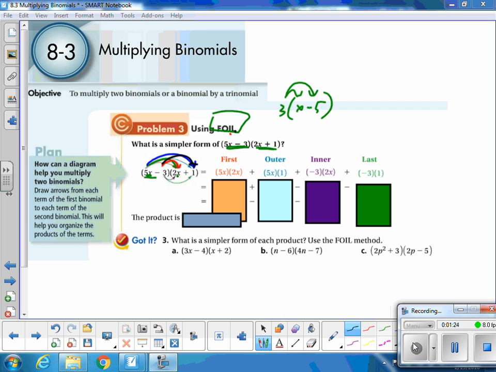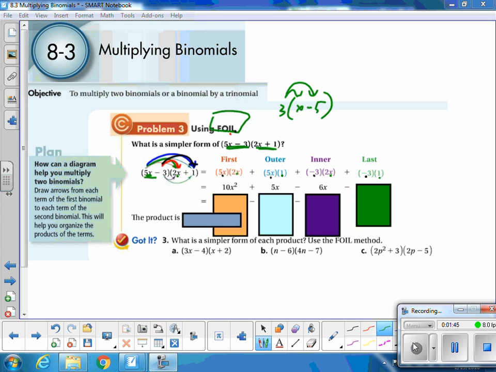So I can see that I've distributed out the 5x and I've distributed out the negative 3 to both terms, the 2x and the 1, and we use FOIL to kind of organize that. We simplify the terms. 5x times 2x is 10x squared. 5x times 1 is 5x. Negative 3 times 2x is negative 6x. And then negative 3 times 1 is negative 3, keeping track of those negatives.